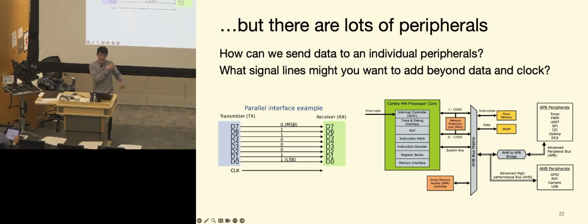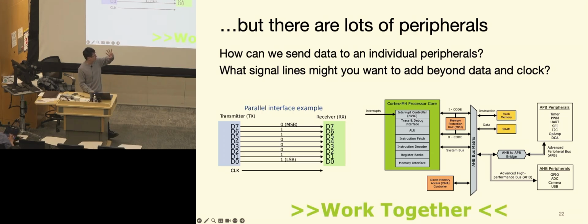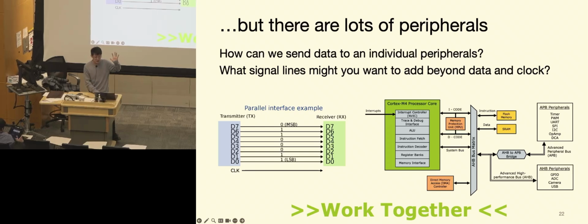There are different types of peripherals, and how are we able to send data to any of the individual peripherals? What signal lines might you need besides the data wire, which is where you store the data that's being loaded or stored, and the clock signal, which keeps the entire system alive during the update? You can work together on this and discuss what other signal lines would be needed to make this whole system work.